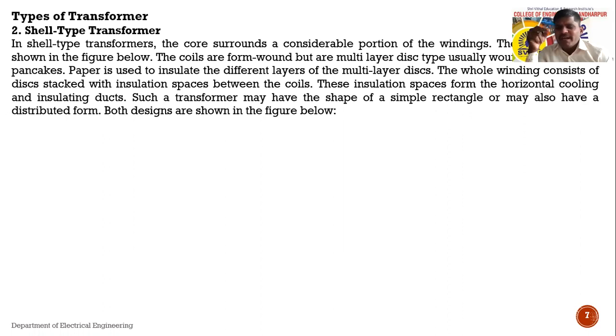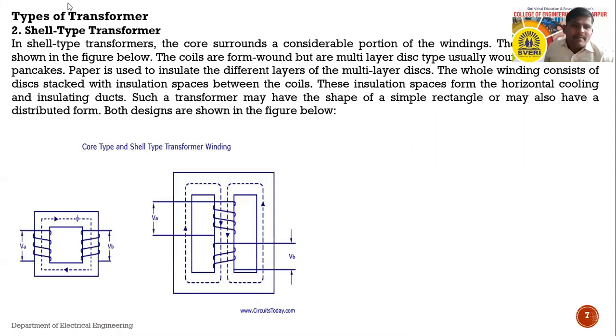So there is one main difference, which I have already told you. There are multiple other differences. See, this is the shell type transformer diagram, and this one is the core type 2D diagram drawn here. So these are the core strips, rectangular strips, and this is the limb. The winding is wound around the limb.